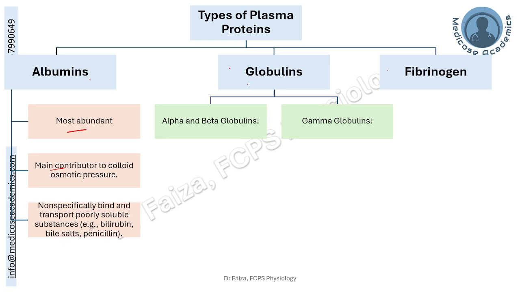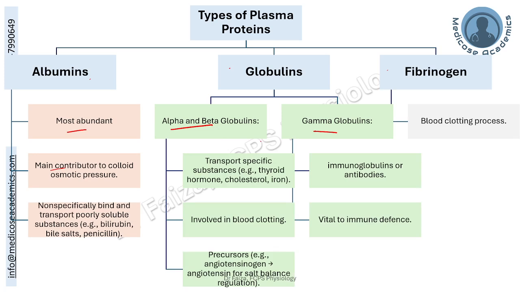Whereas globulins are of further 3 types. Alpha and beta globulins are majorly the transporters, and gamma globulins are majorly for immunity. Alpha and beta globulins also serve as clotting proteins. And lastly, fibrinogen has an important role to play in the blood clotting process. All these proteins are synthesized in the liver except the gamma globulins, which are synthesized by the immune cells.